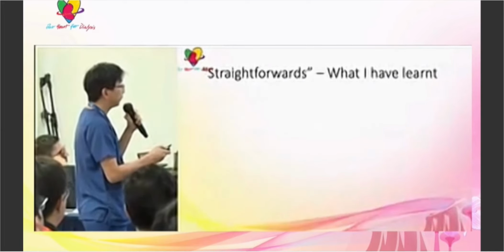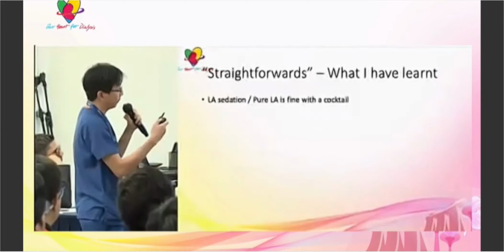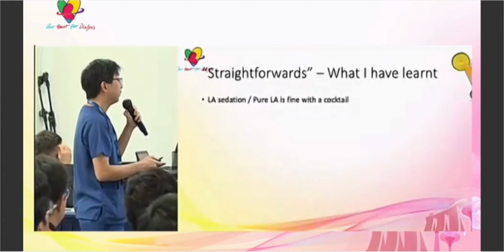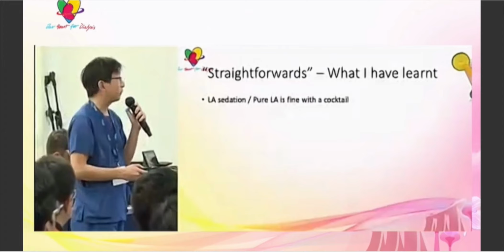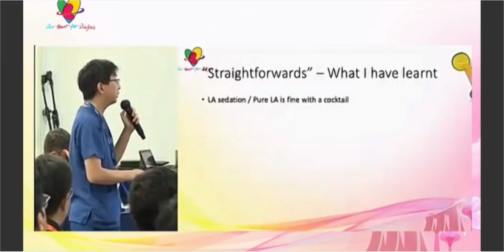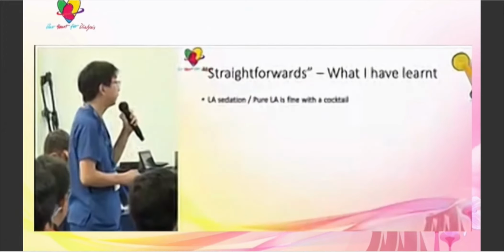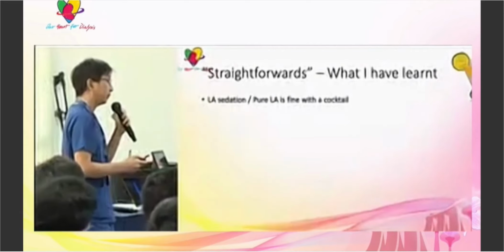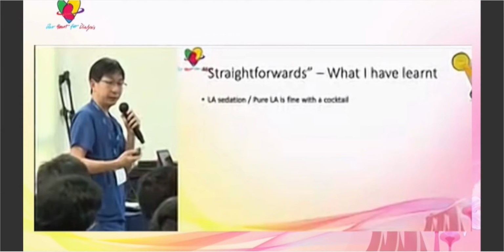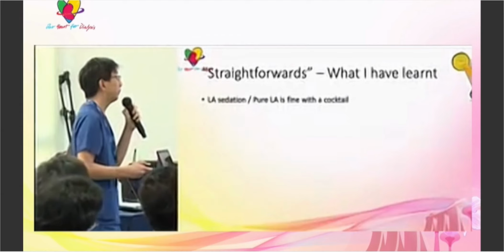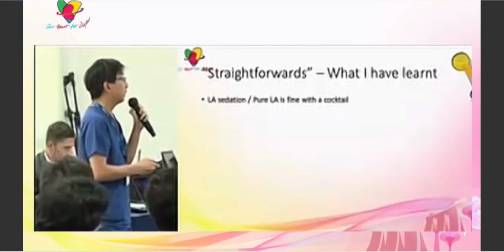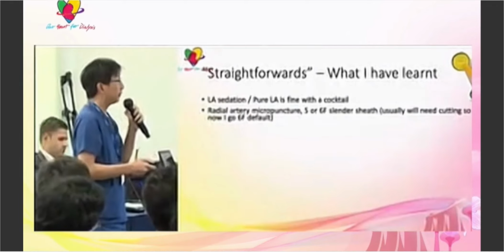I don't have the 1 week post because we just did it, but on table the flow rates were much better. So these are the lessons that I learned, which led us to be able to do the cases as straightforward cases. Firstly, I used to do them all under GA because I thought you need the dilation, you don't want vasospasm, but in the end we found out you can actually do it under LA without any issues, provided you use a cocktail. So I'll talk about the cocktail shortly.